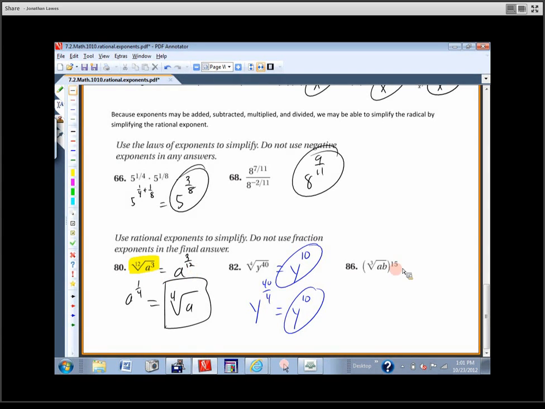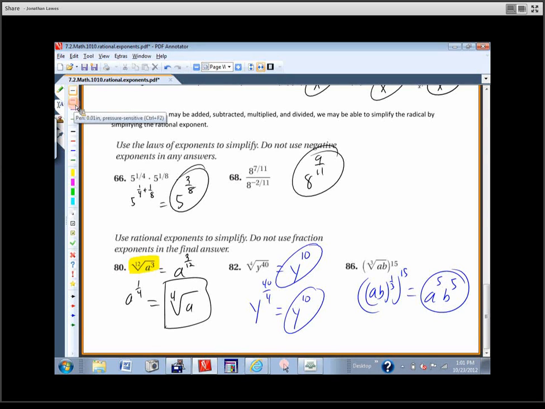And let's take a look at this one right here. Again, this would be (ab) to the 1/3 raised to the 15th. That's a pretty ugly expression, but if I have a power raised to a power, what do I do with those? Multiply them together. What's 1/3 of 15? 5. So that's going to be (ab) to the 5th, or I could write a to the 5th and b to the 5th. Okay, are there any questions there?